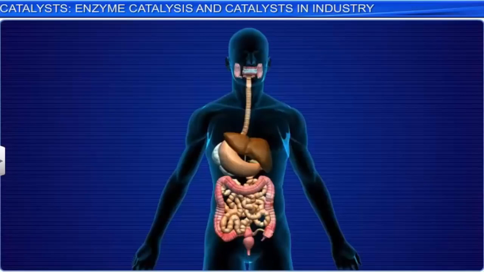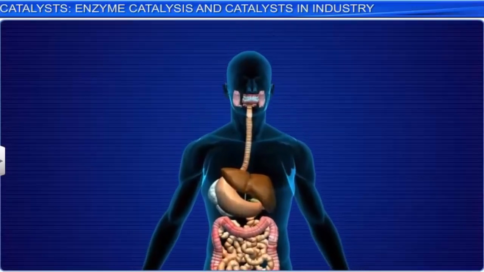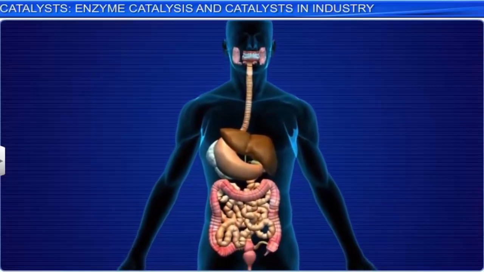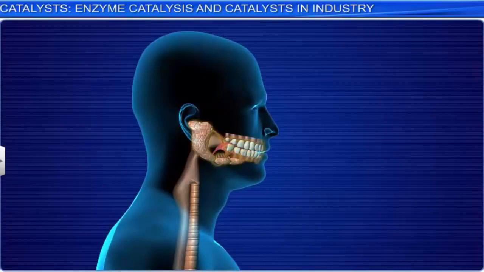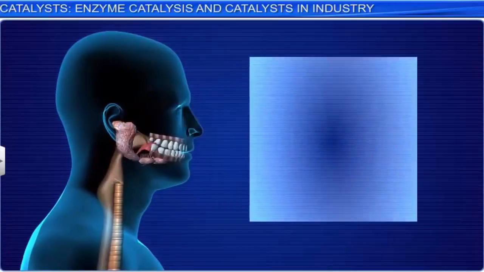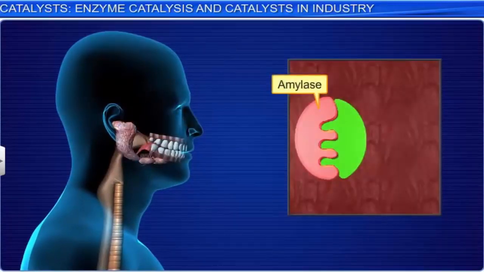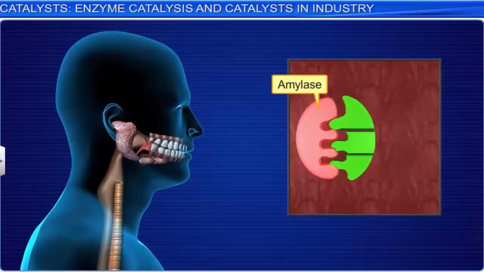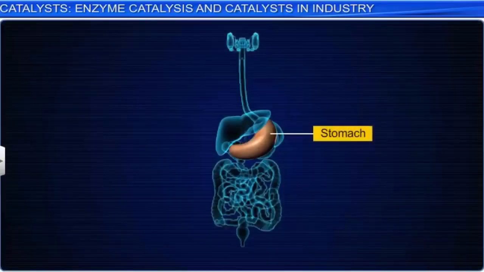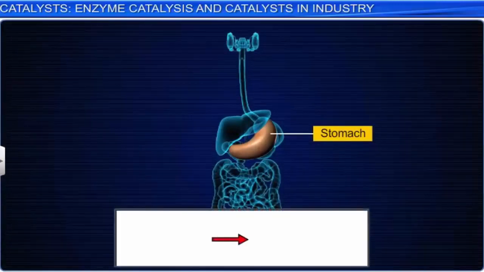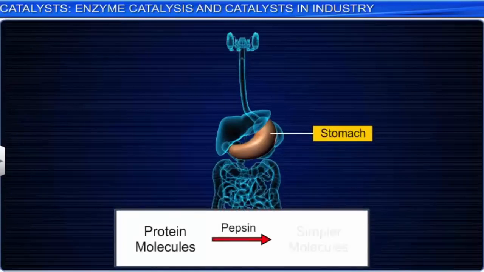Before we actually begin our discussion, let us look at the journey of the food we eat. When we chew food in the mouth, the enzyme amylase works on starch, breaking a big sugar into smaller sugars. In the stomach, the food is exposed to acidic gastric juices that contain the enzyme pepsin, which splits protein molecules into simpler molecules.